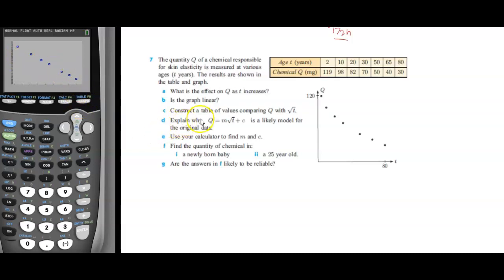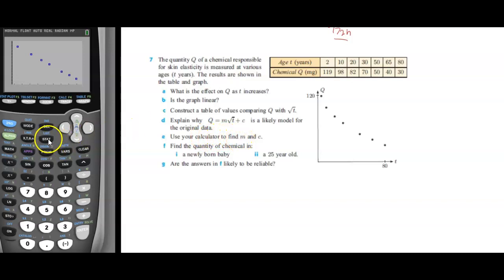Okay, so the reason why Q equals m square root of t plus c is a likely model is because it looks like a line, right? And look, this is y equals mx plus c. Mx plus c is a linear model. When we make x into square root of t, it looks linear. So that's why it's a likely model. Use your calculator to find m and c.